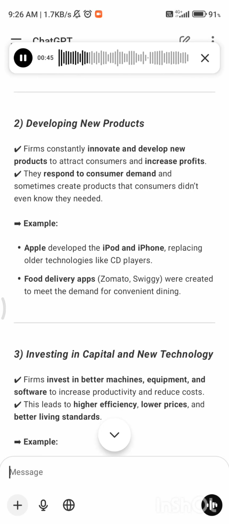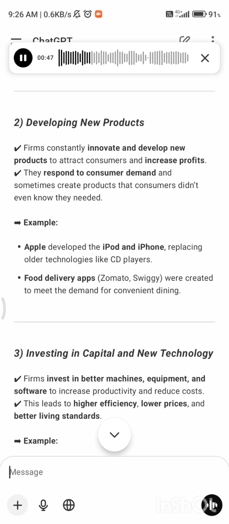2. Developing new products. Firms constantly innovate and develop new products to attract consumers and increase profits. They respond to consumer demand and sometimes create products that consumers didn't even know they needed. Example, Apple developed the iPod and iPhone, replacing older technologies like CD players. Food delivery apps, Zomato, Swiggy, were created to meet the demand for convenient dining.